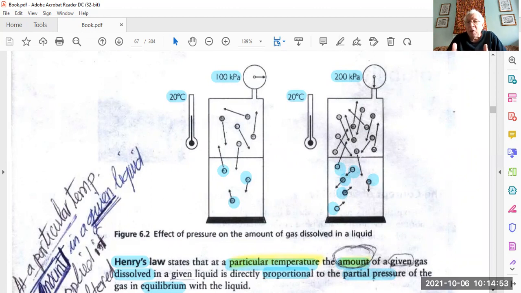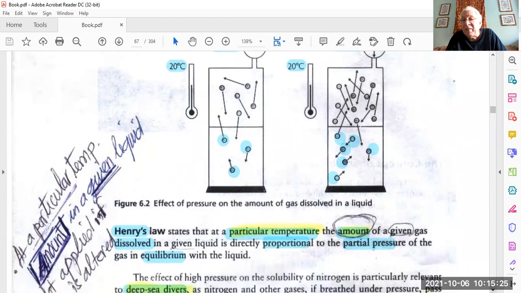At this point, we can say that at equilibrium of the pressure, there is a much greater amount of molecules of nitrogen in the stage where the pressure is 200 compared with that on 100. As you can see, there's only 3 molecules on the left compared with 6 on the right. So this is the first factor affecting the solubility, which is the partial pressure.